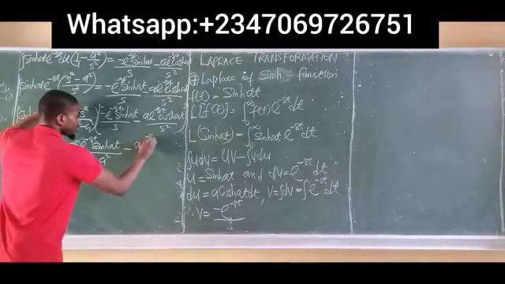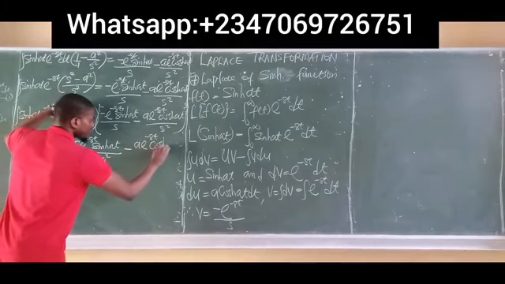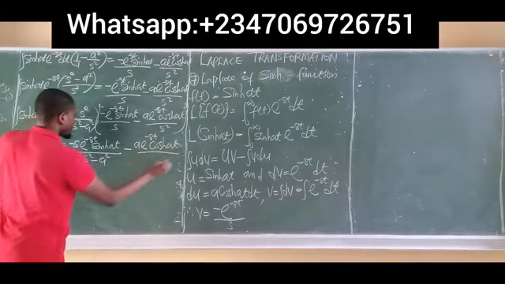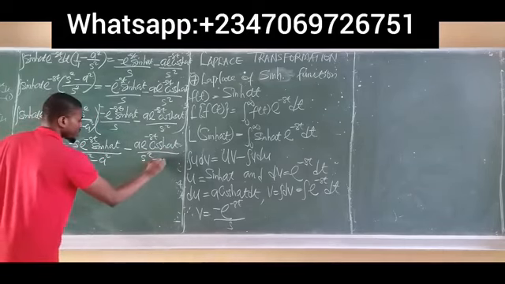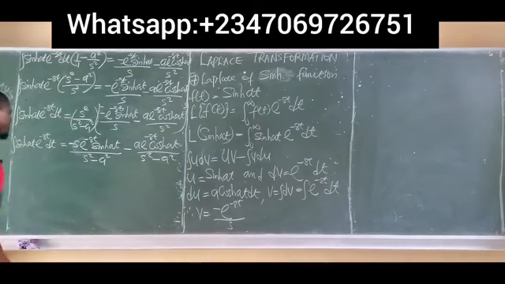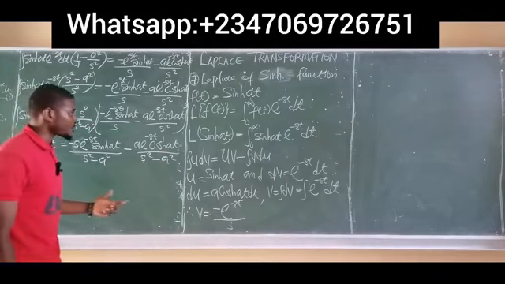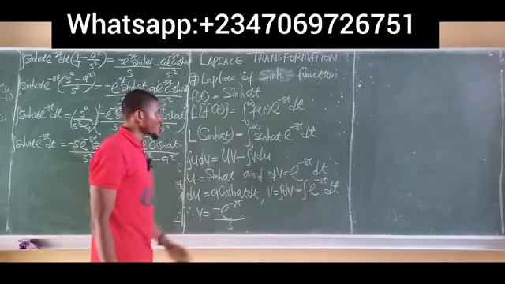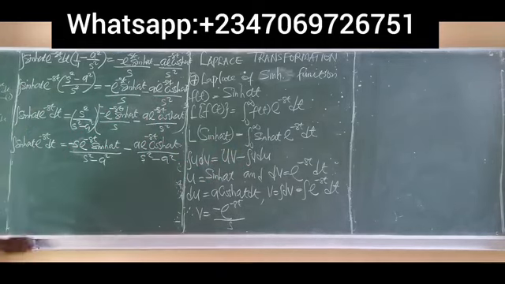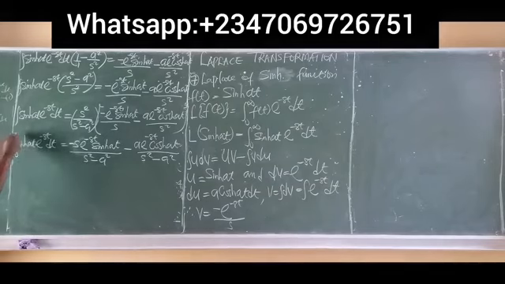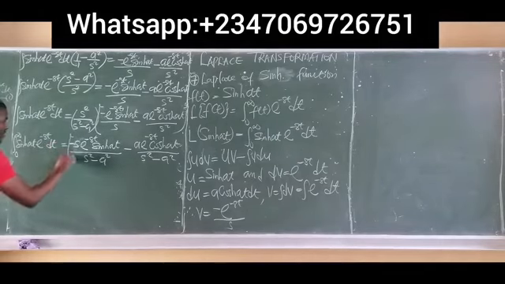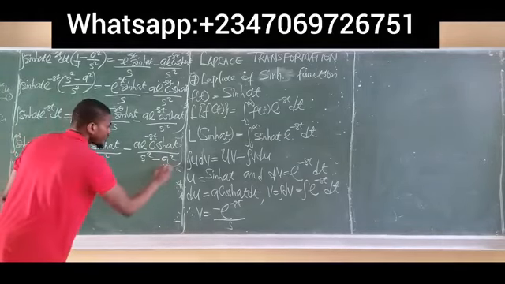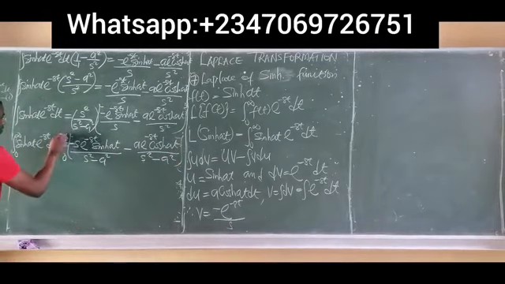e to the power of minus st cos at all over, and at the denominator I'm left with s squared minus a squared. Having obtained this, the Laplace transformation of that function can only be found when we put in the limits. So we need to now effect the limit, and the limit is simply from 0 to infinity.